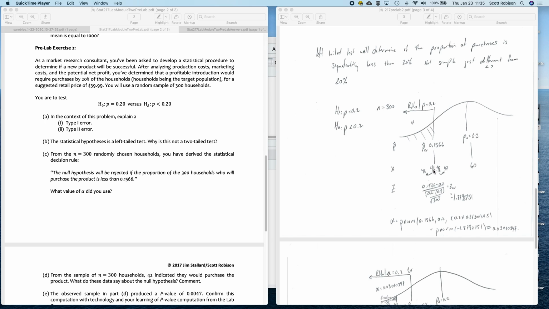So here, if we have 46 or fewer out of 300 who say that they would buy our product, then we know that we're going to decide that the proportion of people who want to buy our product really is significantly lower than 20%. And if we have 47 or higher out of 300, we would fail to reject. We'd say, yeah, the proportion is at least 20% that appear to want to buy our product.